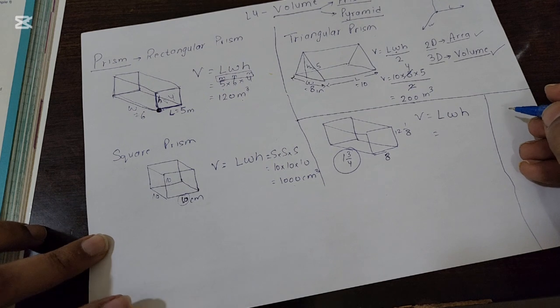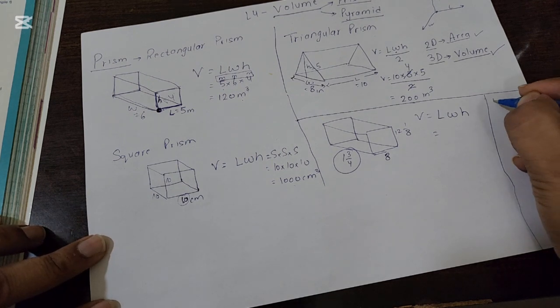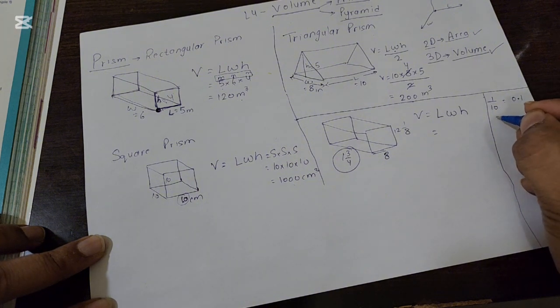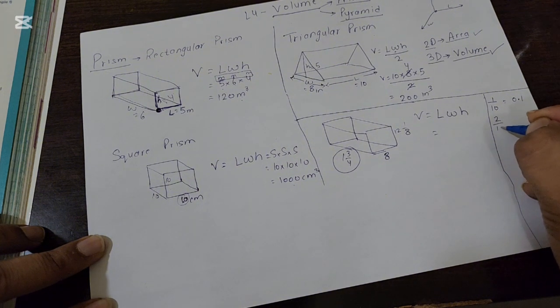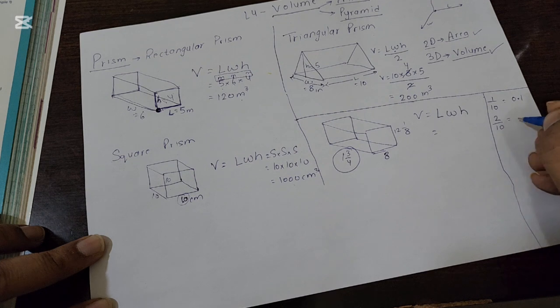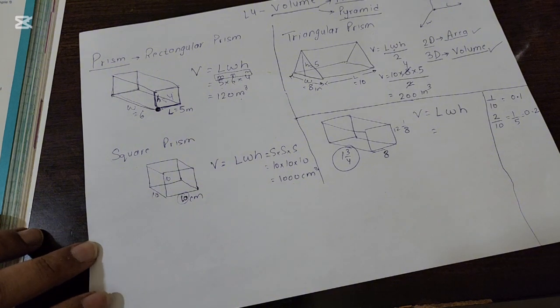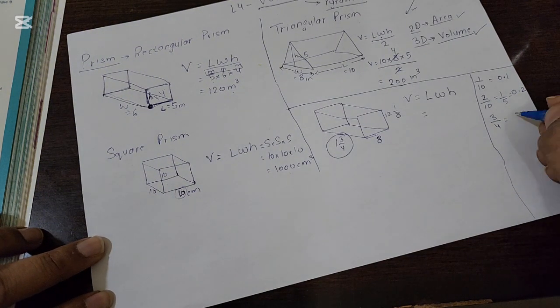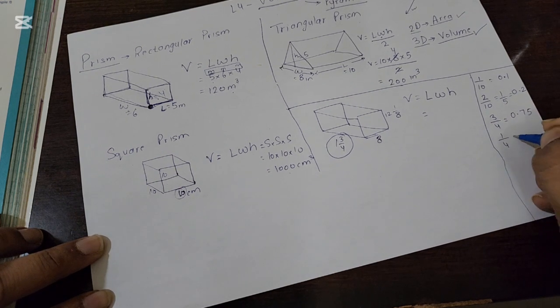If you want to change it into a decimal, remember some of the things. If I give you 1/10, 1/10 always means 0.1. Okay, if I give you 2/10, or I will give you 1/5, both are the same, it means 0.2. These are some of the common fractions that you will see. Okay, 3/4 means 0.75. Okay, 1 over 4 means 0.25.